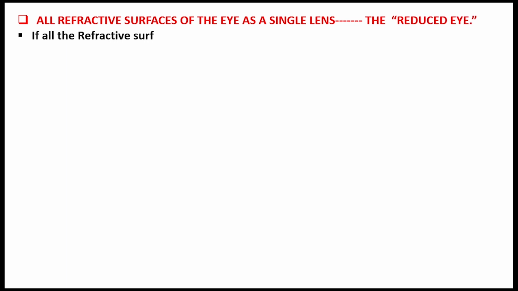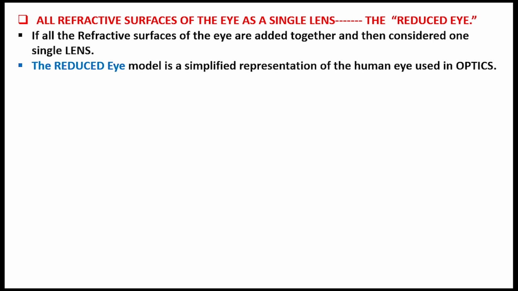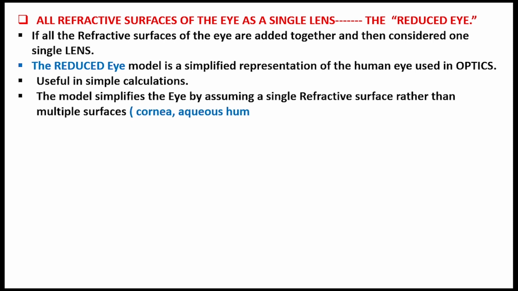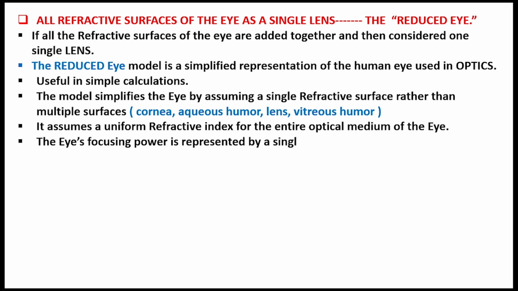All refractive surfaces of the eye as a single lens: the reduced eye. If all the refractive surfaces of the eye are added together and then considered one single lens, the reduced eye model is a simplified representation of the human eye used in optics. Useful in simple calculations, the model simplifies the eye by assuming a single refractive surface rather than multiple surfaces: cornea, aqueous humor, lens, vitreous humor. It assumes a uniform refractive index for the entire optical medium of the eye. The eye's focusing power is represented by a single focal length.